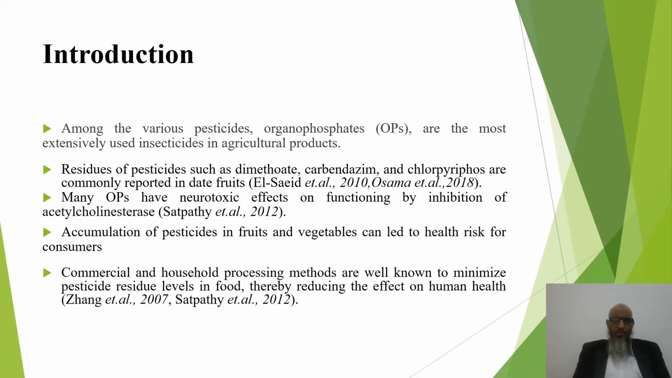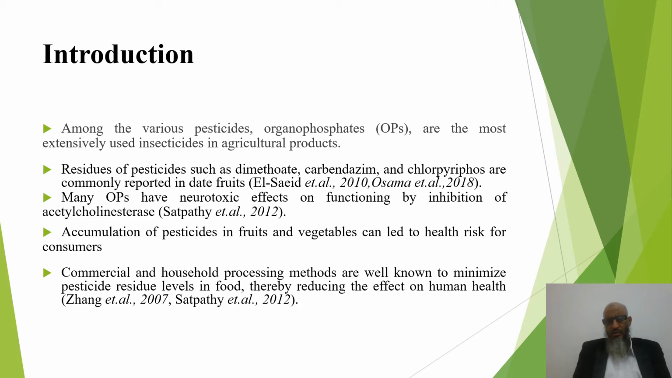Among the various pesticides, organophosphates are the most extensively used insecticides in agricultural products. Pesticides like dimethoate, carbendazim, and chlorpyrifos are widely reported in date fruits. Organophosphates have a neurotoxic effect, functioning by inhibition of acetylcholinesterase. Accumulation of pesticides in fruits and vegetables can lead to health risks for consumers.